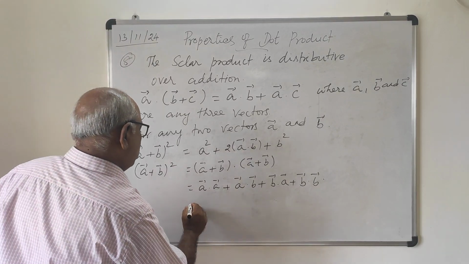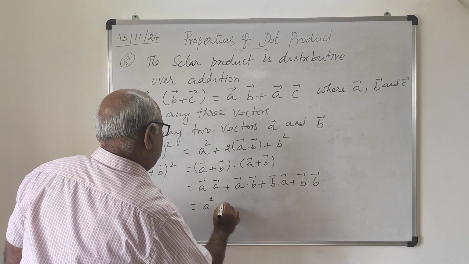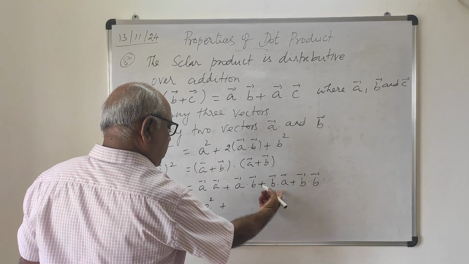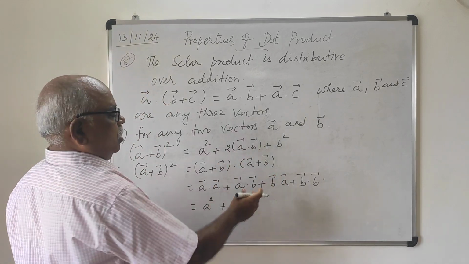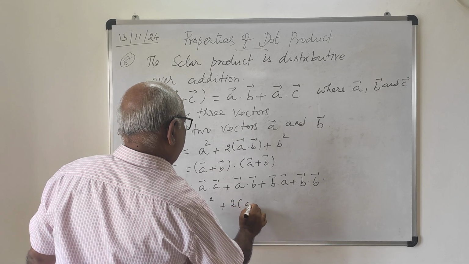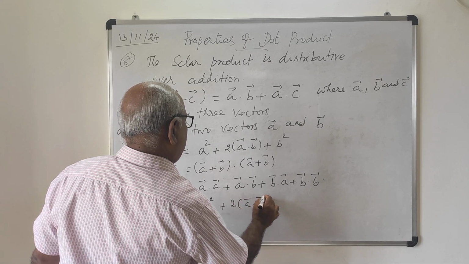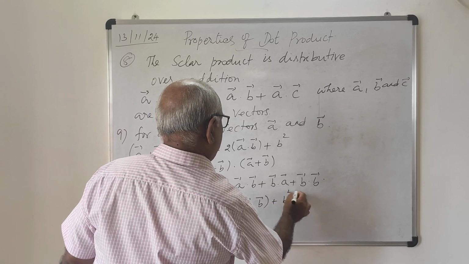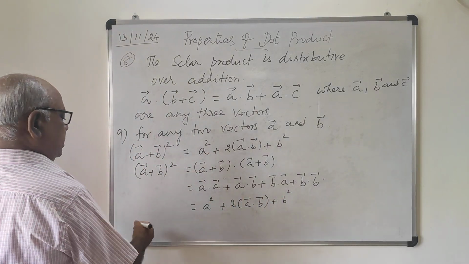A dot a, you know, is a square. A dot b and b dot a are equal. B dot a is also a dot b. You know, dot product is commutative. Therefore, this is 2 times of a dot b, because a dot b and b dot a are equal. Plus b dot b is b square. That's all about the result.